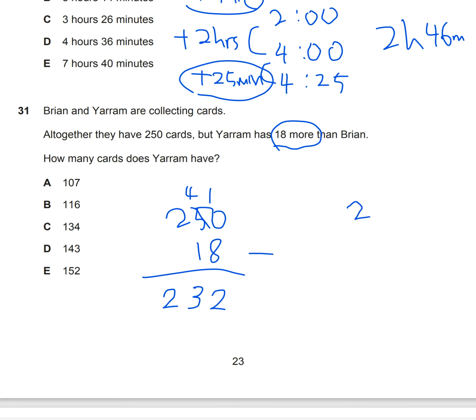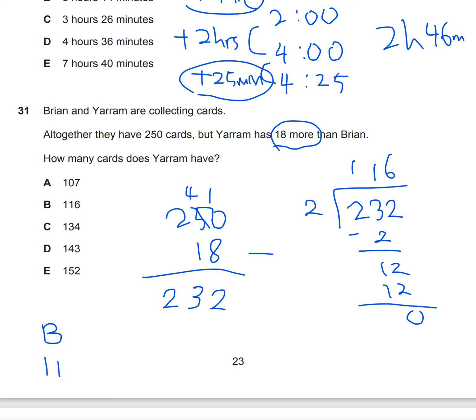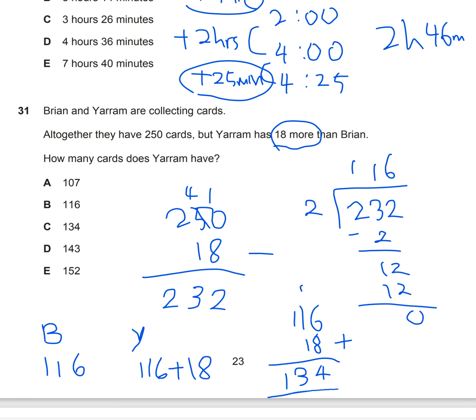We have 232. And then divide that equally among the two boys. 2 goes into 2 once, we'll minus, get 12, 6, with no remainders. So that means that Brian will have 116, and Yaram will have 116 plus, how much we minus was 18. 116 plus 18, get 4 carry, total of 134, or option C.